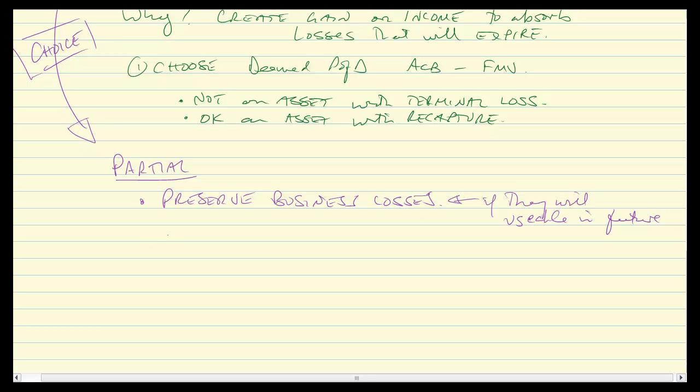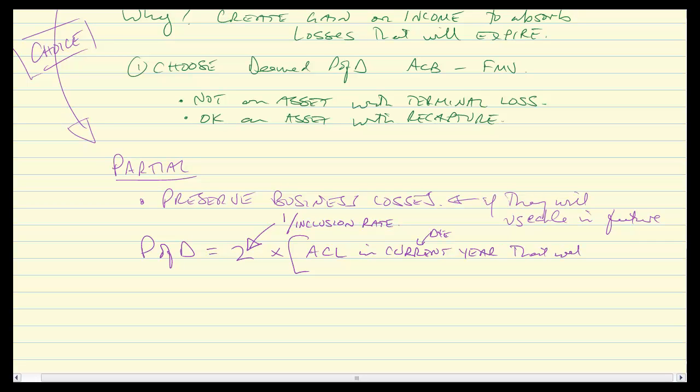And what this says is, instead of looking asset by asset, we say the proceeds of disposition will be 2 times the sum of a bunch of things, and this 2 is just 1 over the capital gains inclusion rate. It's 2 right now because the inclusion rate is a half. The sum is the allowable capital losses in the current year, meaning the deemed year end, that will expire. That's the first piece, plus the net capital losses that are expiring.